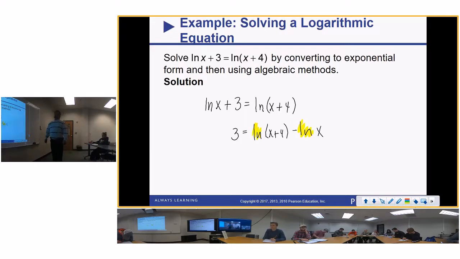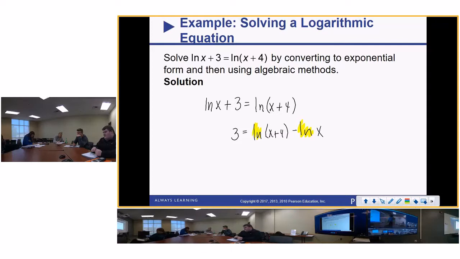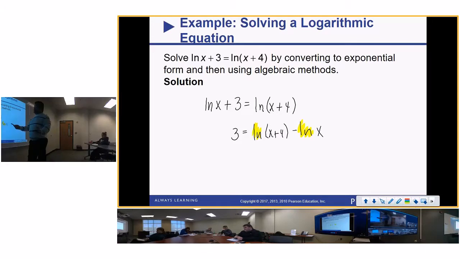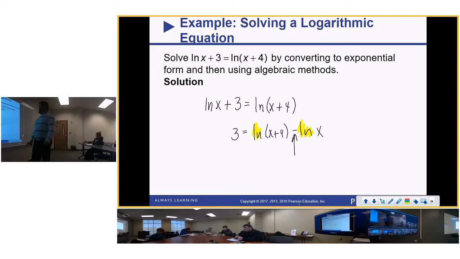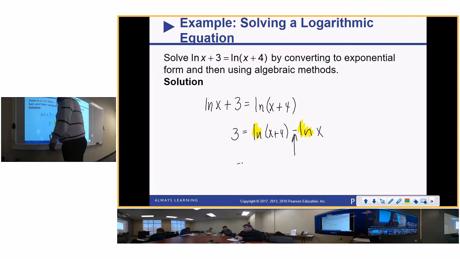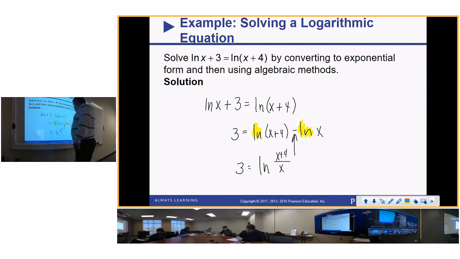Wouldn't you have to distribute the natural log because it's... Not necessarily, because you could, but that would just be more work. This is the same base, and this is the same base, so you could do what? What rule? A quotient, divide them. Quotient rule. You're going to divide. So rewrite this as 3 is equal to what? The natural log of what? X plus 4 over what? Over x.